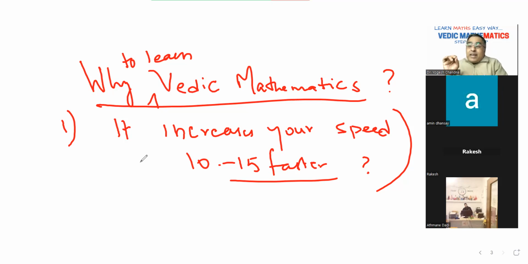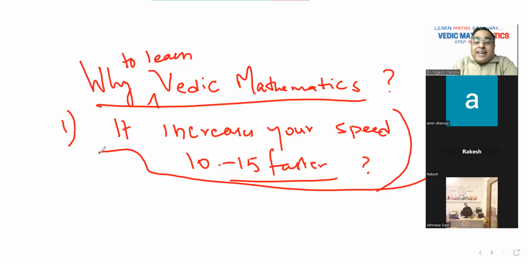And this is a very, very alarming stage, because maths is such a subject we cannot avoid. Right from the morning alarm clock to the night, we are using mathematics in our daily life. If we are not able to succeed in that particular subject, how can we think about others? So this is a very big reason why we should learn Vedic mathematics. It increases our speed 10 to 15 times faster.